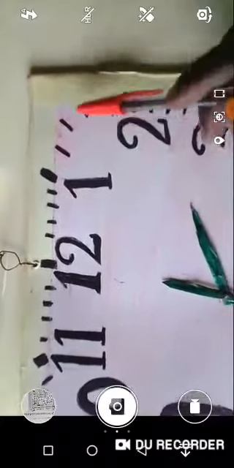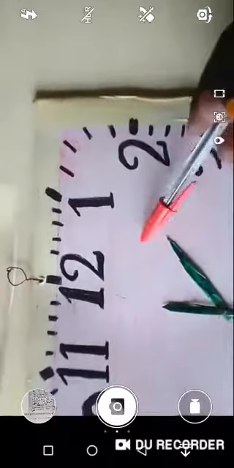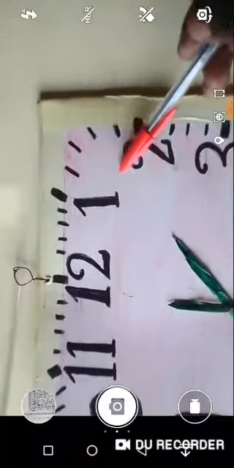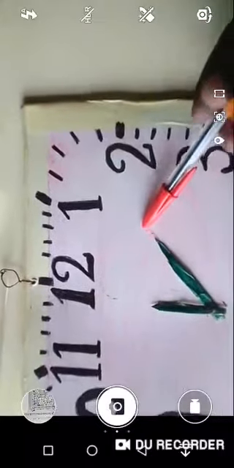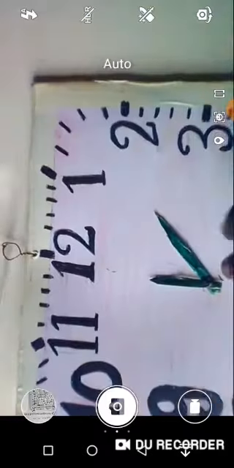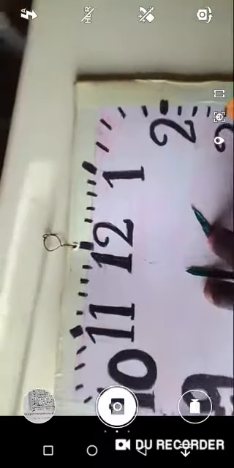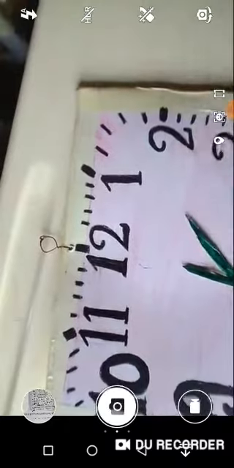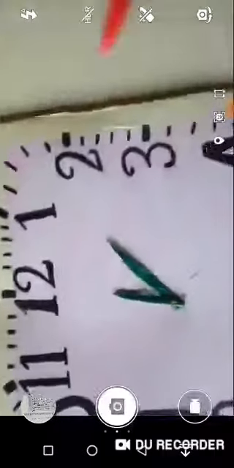If the long one is pointing at 8 here, now let's make it. This one is now pointing at 8. You see, it's pointing at 8. This is 8 minutes. If it will be like this, this is 8 minutes past 12.